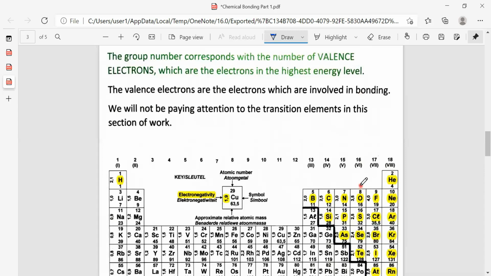The valence electrons are the electrons that are involved in bonding, and we will not be paying attention to these transition elements or transition metals. So let's go back to oxygen. Oxygen has an atomic number of 8. That is the number of protons in the oxygen atom. So if the oxygen atom is neutral, it must have 8 electrons as well. But I've just said it's in group 6, so there are 6 valence electrons. So 2 of those 8 electrons are close to the nucleus. They are core electrons. The other 6 are in the highest energy level, and they are the valence electrons.